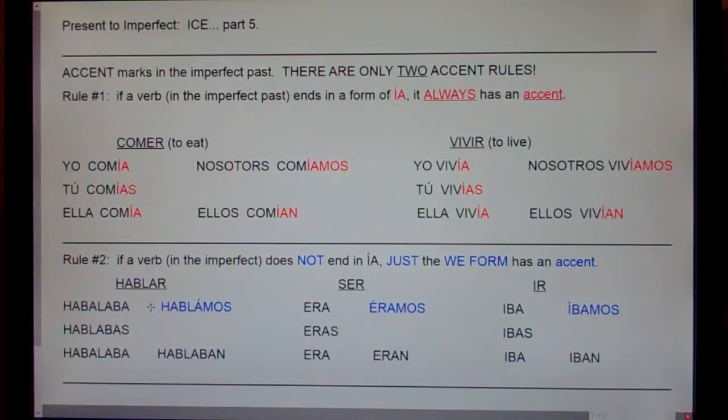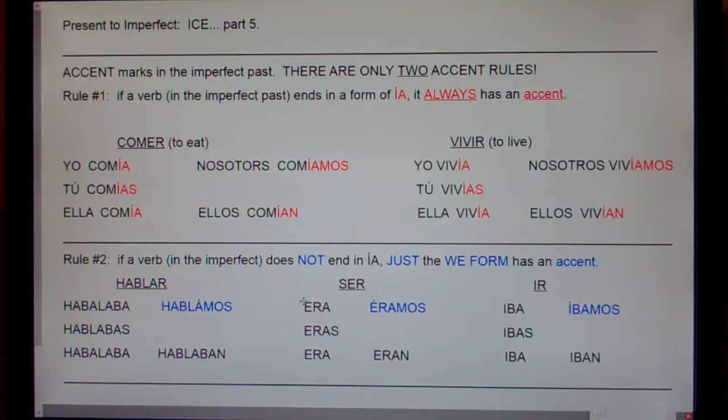Aba is not ía, so what's the only form that takes an accent? The we form. Because if it doesn't end in ía, just the we form has an accent. Now, ser and ir are the 2 common irregular verbs in the imperfect. Ser turns into era, eras, era, éramos, eran.